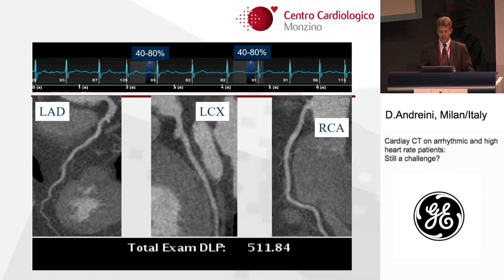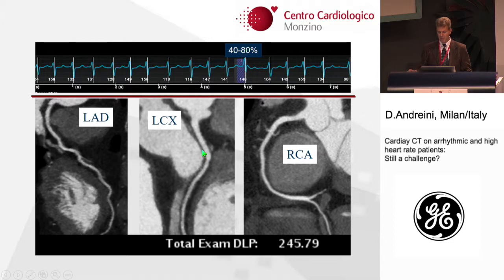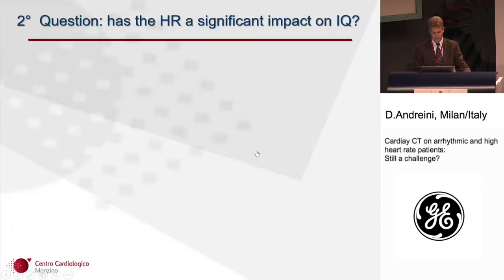Here an example of two data sets acquired with a wide acquisition window with this type of DLP, good image quality. And another example with an even worse situation, AF with very high heart rate, single acquisition, half of the DLP, and again, a good depiction of coronary artery disease. So the first answer is that only one data set for acquisition is enough.